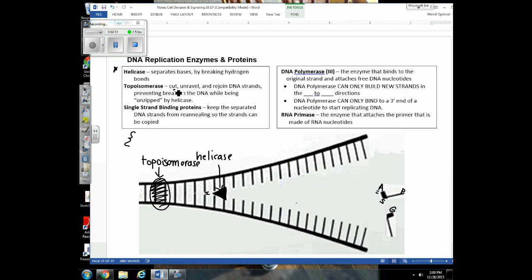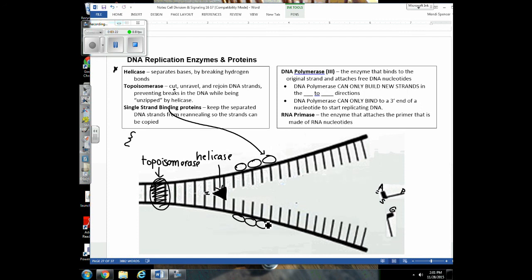Now also, as we unwind it, we have to keep these two strands of nucleotides apart, because if they come in close proximity to one another, they'll reform those hydrogen bonds. So there's proteins that will bind, and these are called your single strand binding proteins. So they bind to the single strands of nucleotides that have been separated, and it's just keeping them apart.